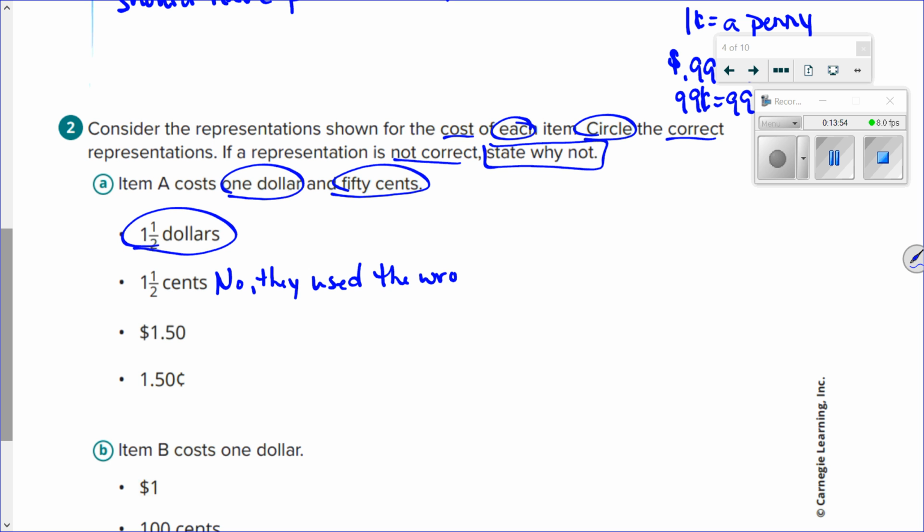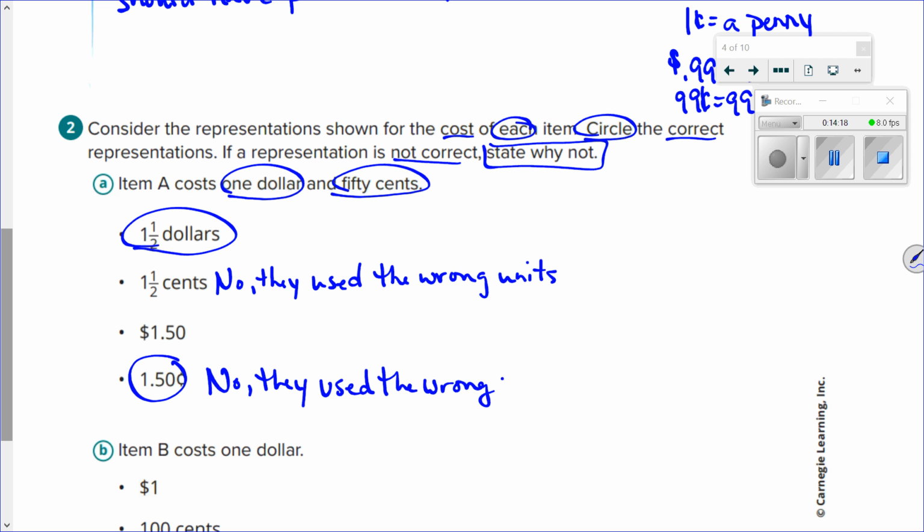It's like what they did in the question before. If I use the wrong units, I get the wrong answer. What about $1.50? Yes. What about $1 1/50 of a cent? No. Again, they used the wrong units. If they had used that notation with the dollar sign, they would have been correct.